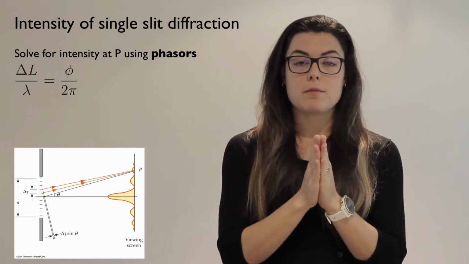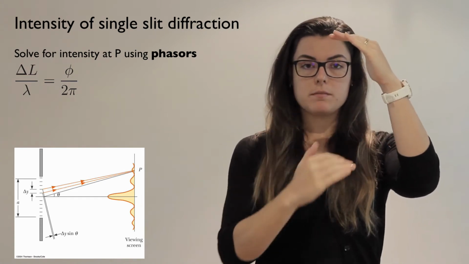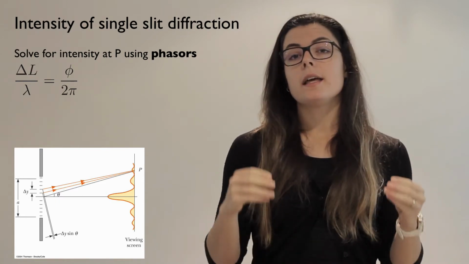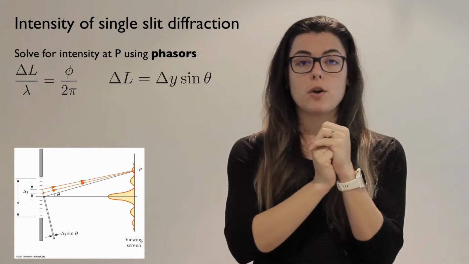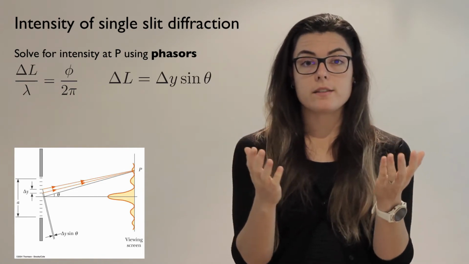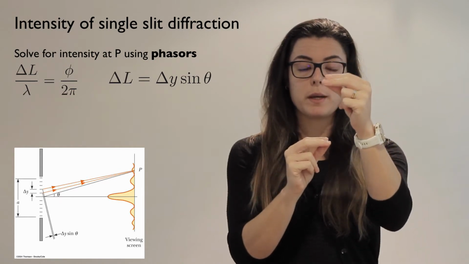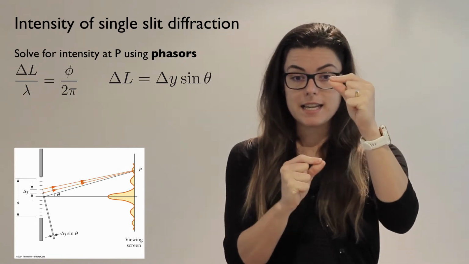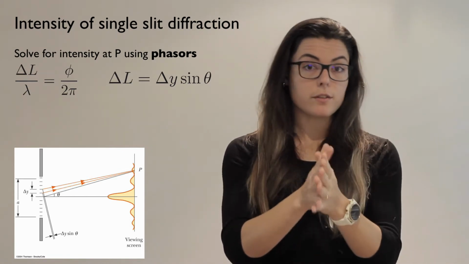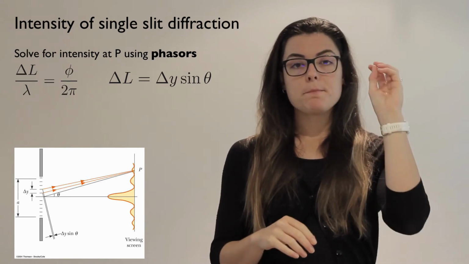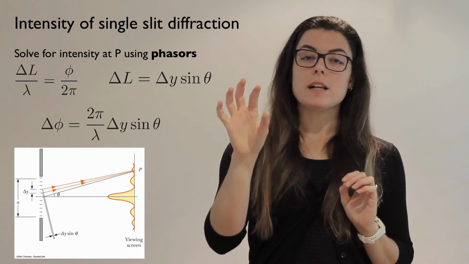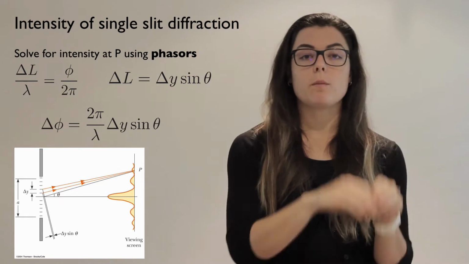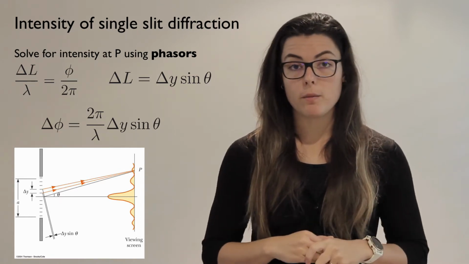We can do exactly the same thing here. If we break up our slit into zones, and those zones have a width of delta y, our path length difference between two adjacent zones is going to be delta y sine theta. Remember, the path length difference between two slits that are separated by a distance d was d sine theta, so it's a similar thing here. Therefore, we can say phi divided by 2 pi equals delta y sine theta divided by lambda. Let's rearrange this for phi, and we end up with phi equals 2 pi divided by the wavelength, times delta y sine theta.